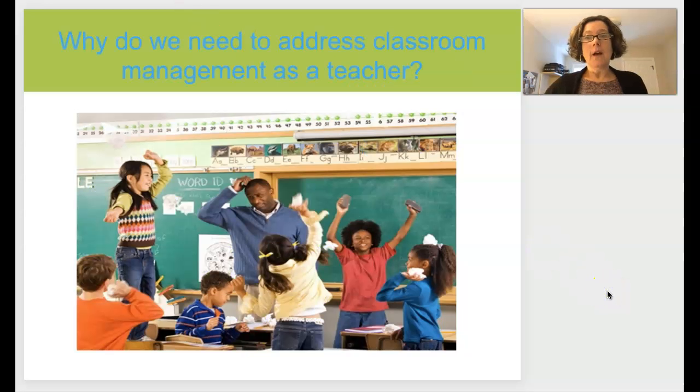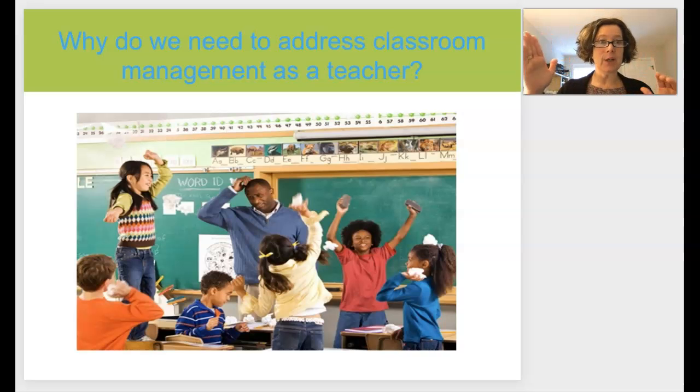So, why do we need to address classroom management as a teacher? Basically, this is what we're going to be addressing, what you need to think about, and how to actually set up your classroom, from physical setup to how you set up rules to how you set up the first day. So that will be the scope of what we'll look at over the three lectures.